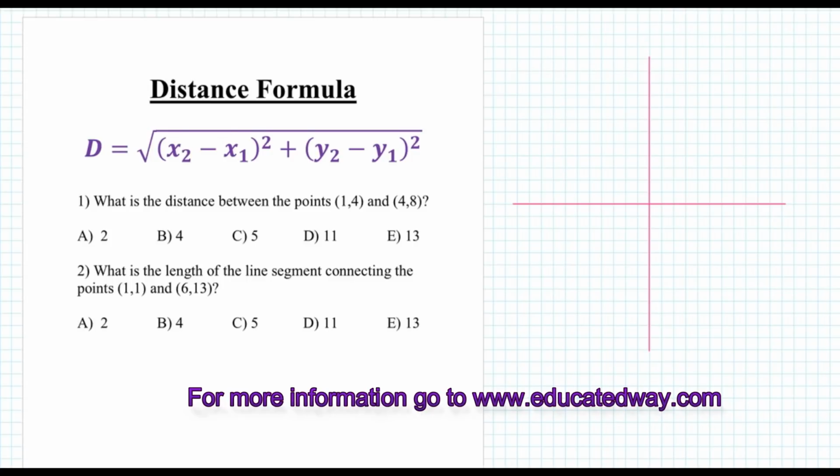Number one, what is the distance between the points (1, 4) and (4, 8)? Using the distance formula, we have our points here of (1, 4) and (4, 8). Let's call this point 1 and this point 2. This would be x1, y1, x2, and y2. And just plug that right into the formula. We'll do that down here. So it's 4 minus 1 squared plus 8 minus 4 squared.